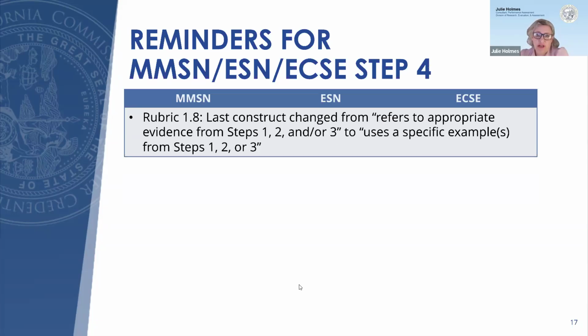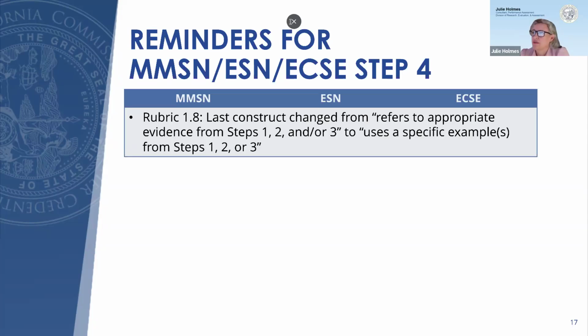And in step 4, apply, the last construct has changed. Instead of refers to appropriate evidence from steps 1, 2, or 3, they are being prompted to use a specific example or examples from steps 1, 2, or 3. I think this is more clear language. I think referring to appropriate evidence might have been confusing to candidates. So we have shifted that language.